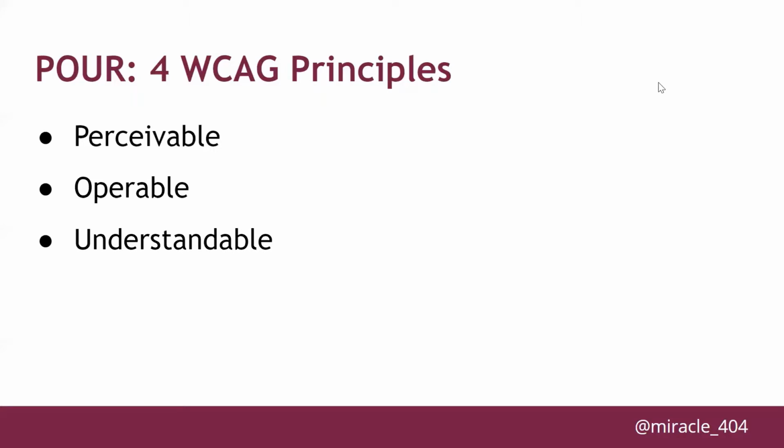U means understandable. Understandable means that whatever information or operation we are providing, that should be understandable by the user. So let's say there is a form. A very good example is that if we have formed the label in the right way, then the user will be able to understand what they have to fill in those form inputs. Then R stands for robust. Robust means whatever content we are creating, that must be robust enough that it can be interpreted by a wide variety of user agents. There are different types of assistive technology, so it should be interpreted reliably by all those assistive technologies.